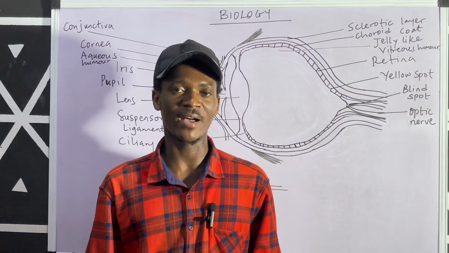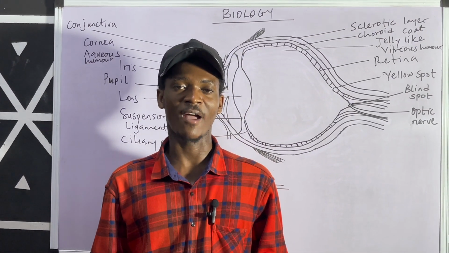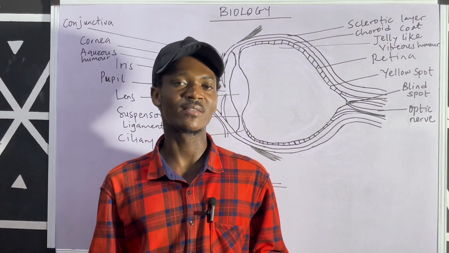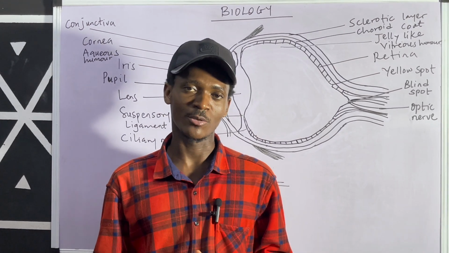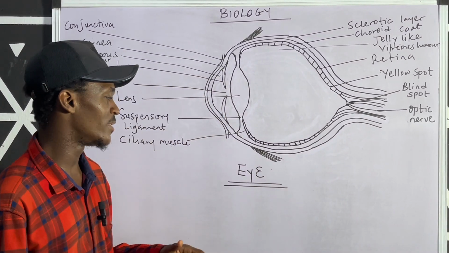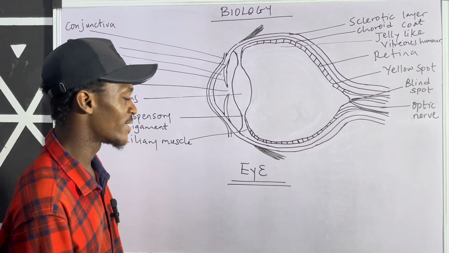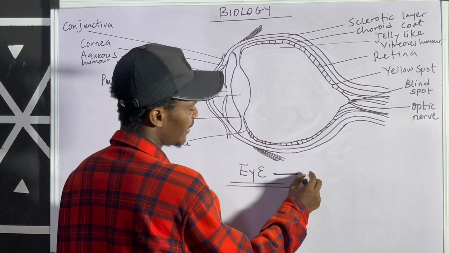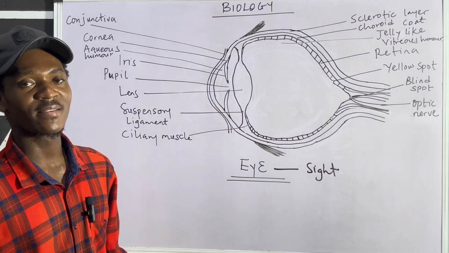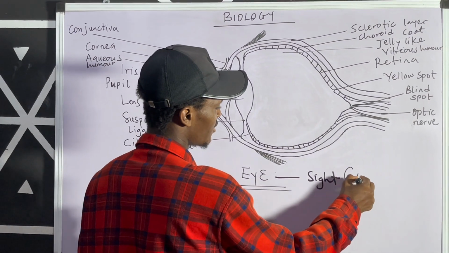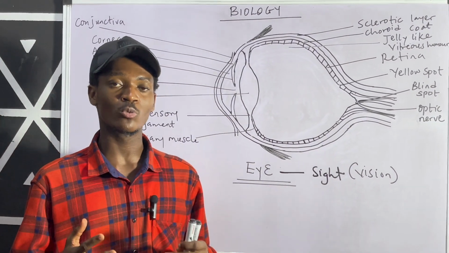Among the five sense organs, we have the eyes. Of course, in the previous video that I did on the skin, I listed the five sense organs, which includes the skin, the eyes, the ears, the nose, and the tongue. So now we are going to be considering the eyes. What is the primary duty or the role of the eyes? The eyes are involved in sight, or you can say that the eyes are involved in vision, meaning that it is the eyes that we use for sight or to see.